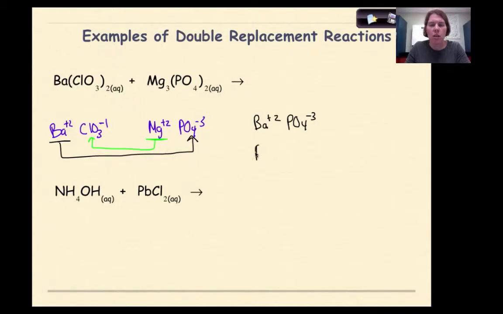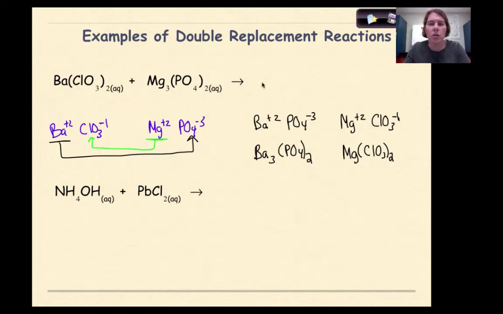So when I rewrite this, this is Ba3 parentheses PO4 and then a 2 down here. So that's set up correctly. And then I look at my other ionic compound that I'm forming as a product, and again, you have to write the positive ion first. So I'm going to write Mg +2, ClO3 -1, 1 there, cross these down. Mg, we're crossing a 1 down so I don't need to write anything, parentheses, ClO3, and then a 2 down here.